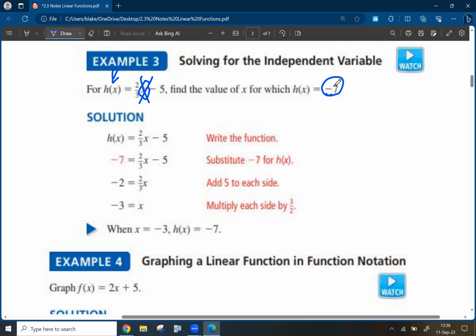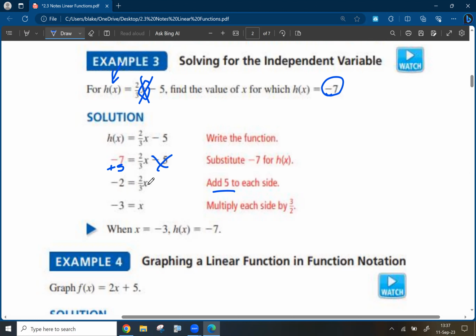So you can see they plugged the -7 in for the h of x part where the y is, and then they're solving for the actual normal x value. So what you would do here is you'd add the 5 to both sides. They say that here. So if you add 5 to both sides, then the 5 would cancel out, and adding the 5 to this would make it -2.